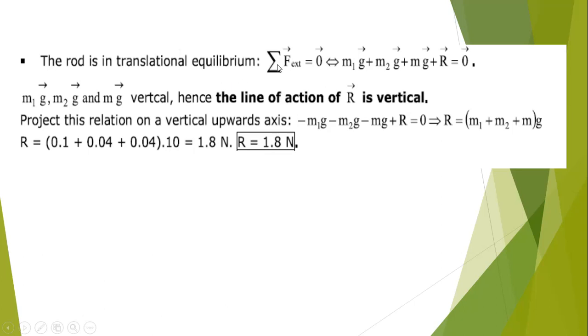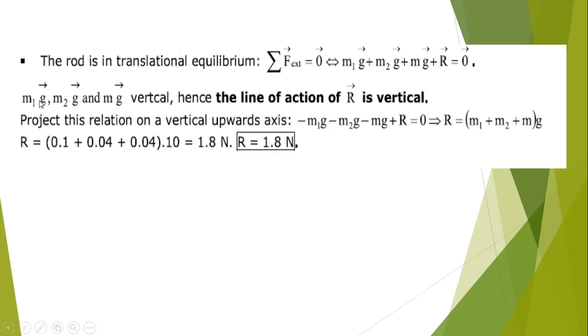which is defined by the sum of external forces acting on the rod being equal to 0. So the external forces are the same: the weight of solid M1 plus the weight of solid M2 plus the weight of the rod plus the reaction of support. The sum of these forces is equal to 0 according to the translational equilibrium.